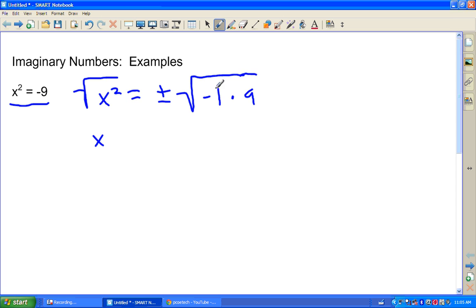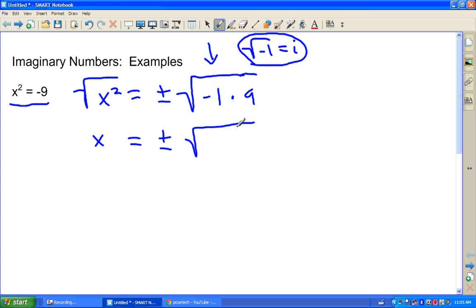I'm breaking that up for a reason, because I know with my imaginary numbers now that the square root of -1 is i, this new definition of an imaginary number. So we're going to use this. So what happens now is x comes out from under the radical on the left. I have plus or minus a couple things here, and I'm just going to reverse the order. That's square root of 9. This is square root of -1.